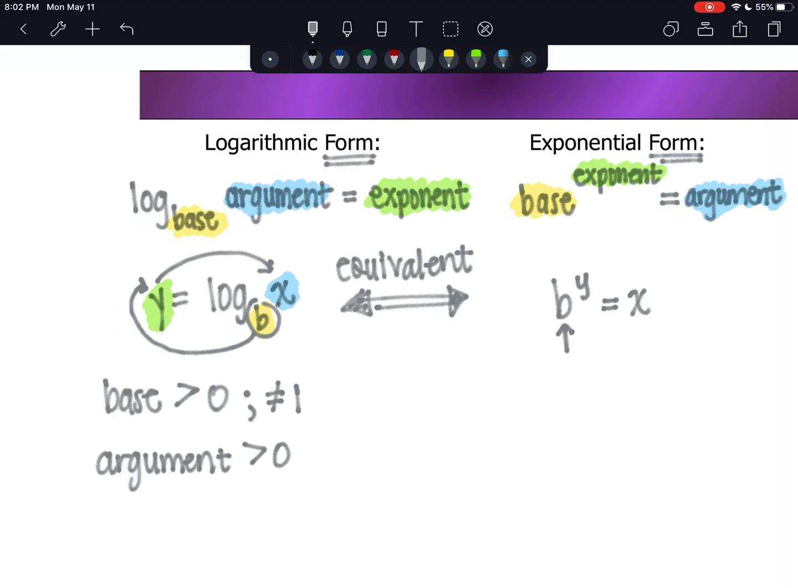So what we're going to do in the next video is we're going to practice using logarithmic form and exponential form, and we're going to rewrite some equations and go back and forth so that we get real comfortable with the two different forms.